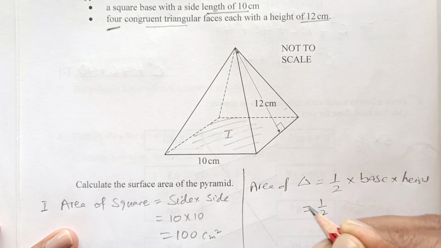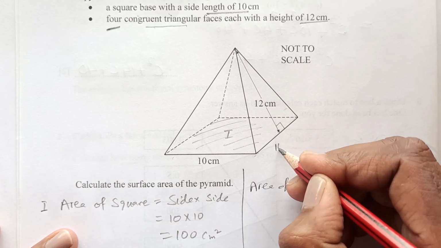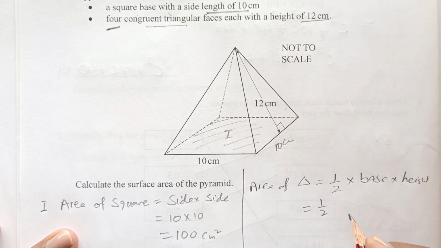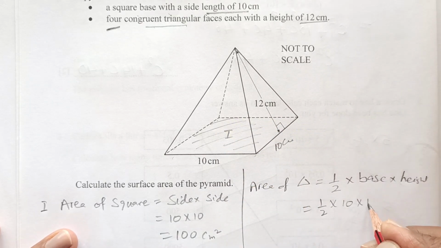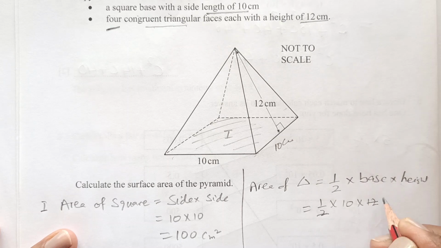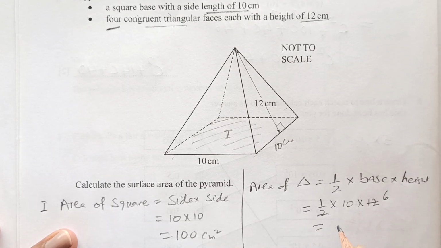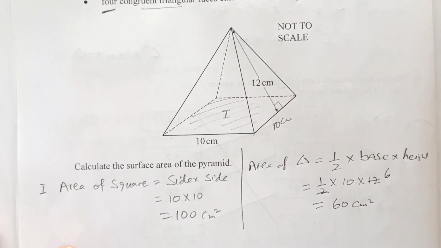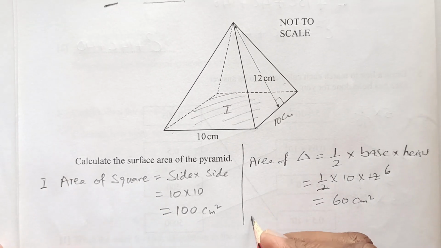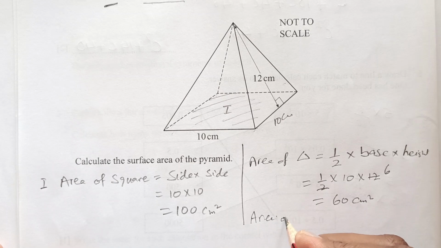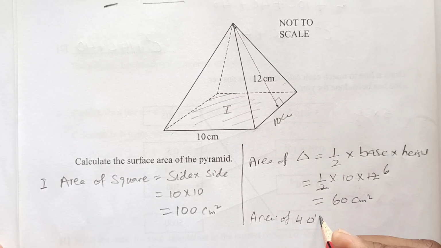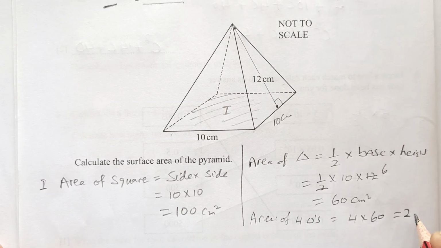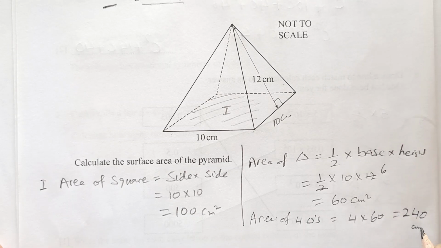Half, now base is this one, which is also 10, because this is a square and having all the sides same, times 10 times height is 12. So 2 times 6 is 12, so 6, 10 times 6 is 60 centimeter square. So this is area of one triangle. So area of 4 triangles will be 4 times 60, that is 240 centimeter square.